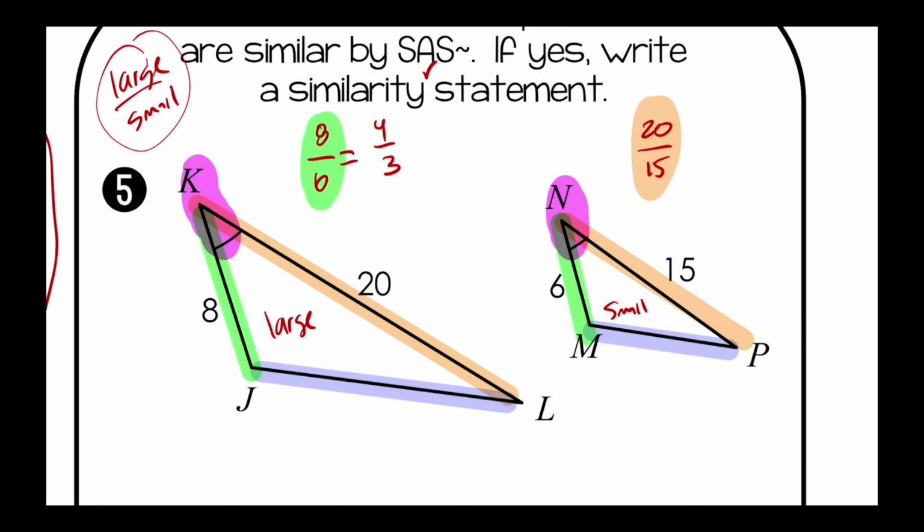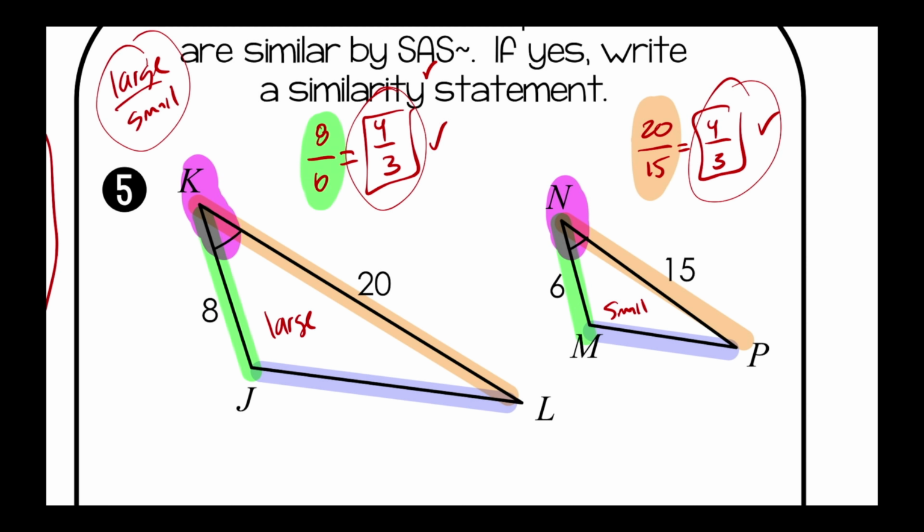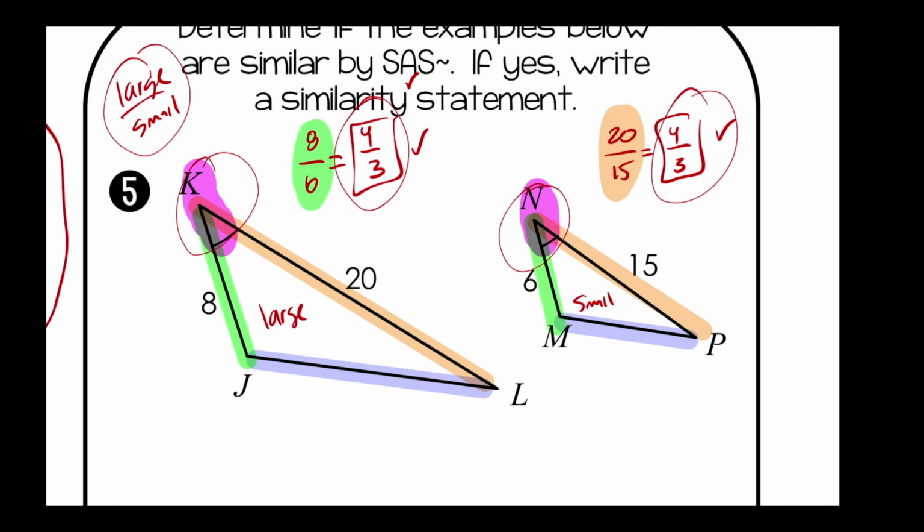And then if I do the orange, I simplify the orange by 5, I can put 4 over 3. And look at that. They match. So we have 2 pairs of sides that are proportional. They have the same ratio, and the angle in between them is congruent. So guess what? These triangles are similar by SAS Similarity Theorem.